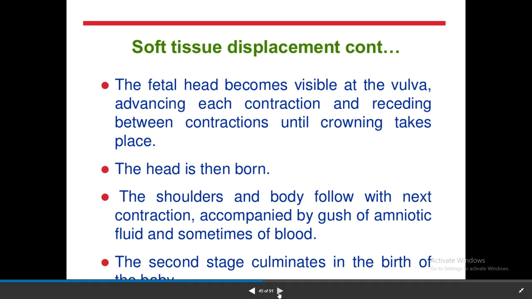Soft tissue displacement, as I told you again: the fetal head becomes visible at the vulva, advancing with each contraction and receding between contractions until crowning takes place. The head is then born. The shoulders and the body follow with the next contraction, accompanied by a gush of amniotic fluid and sometimes of blood. The second stage culminates in the birth of the baby.